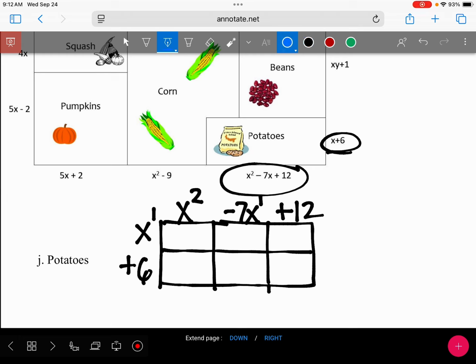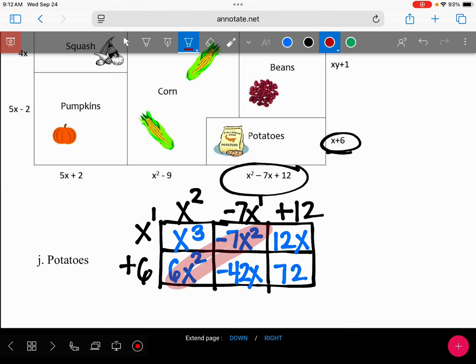So the first square, x times x squared is x cubed. X times negative 7x is negative 7x squared. 12 times x is 12x. Who had that for their top row? All right, good. Bottom row. 6 times x squared is 6x squared. 6 times negative 7x is negative 42x. And 12 times 6 is 72.